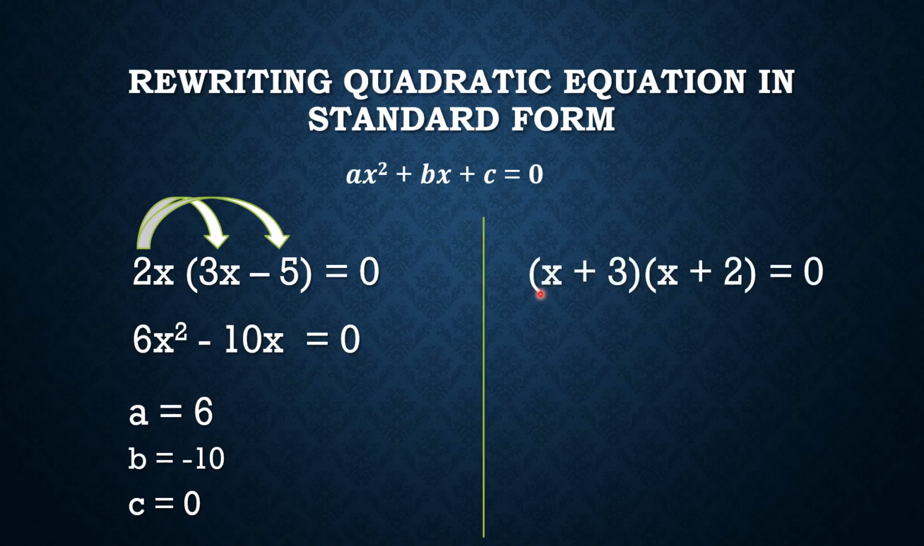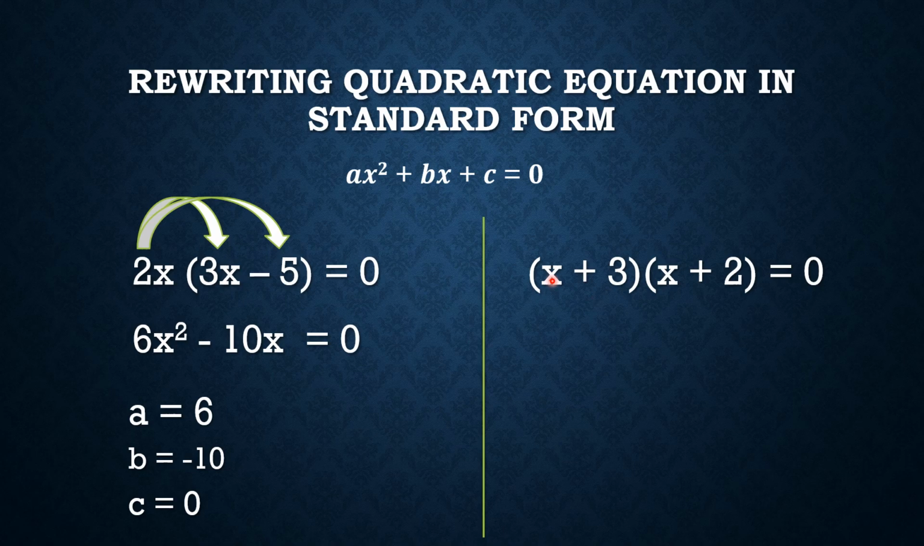Another example, let's say this one. So in this case, again, this is a quadratic equation but not written in standard form. So to write this in standard form, we need to apply the FOIL method. Multiply muna natin itong nasa left side of the equation by applying the FOIL method.